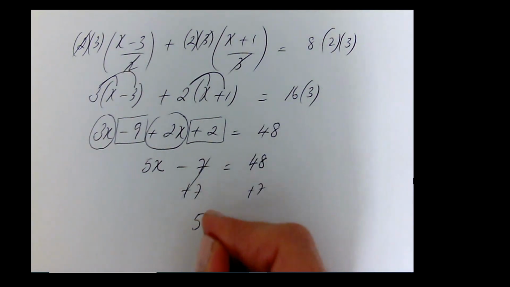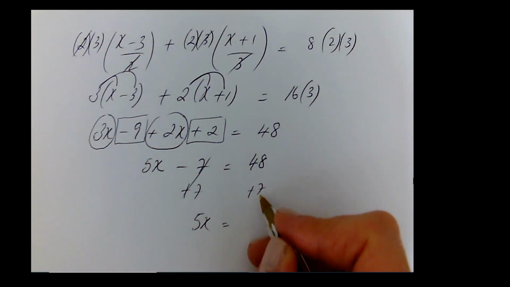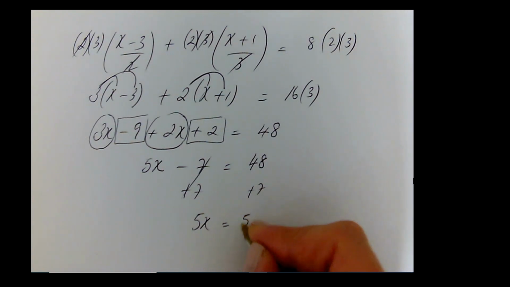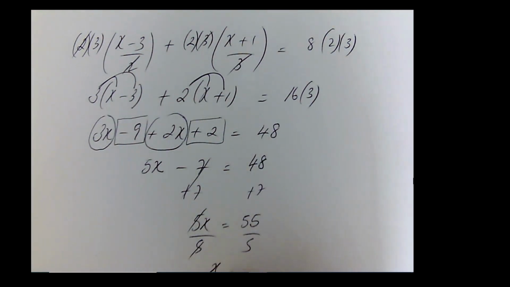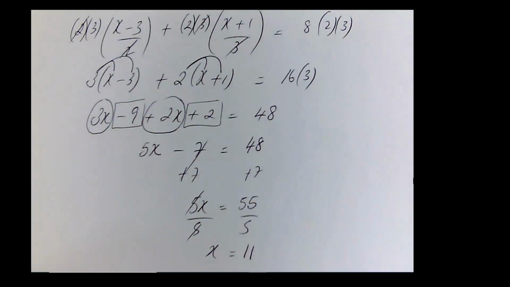Add 7 to both sides, gets rid of the minus 7 of course, leaves me with 5x on the left hand side, and 48 and 7 is of course 55 on the right hand side. Divide both sides by 5, and we get x on its own is equal to 11.